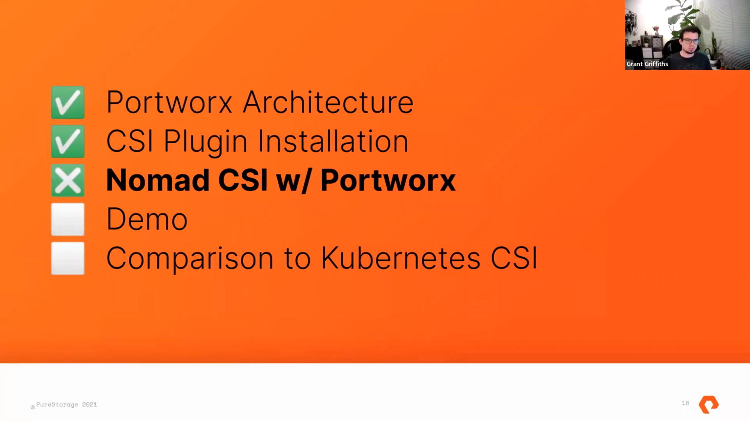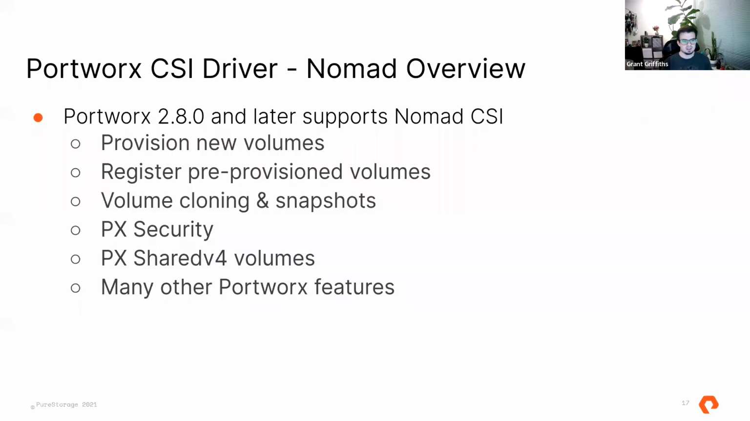Cool. So now let's talk a little bit about the feature support that Portworx has on Nomad CSI. Like I mentioned before, Portworx 2.8 and later supports Nomad CSI. This means you can provision new volumes, register already existing volumes. So you could create a volume maybe through pxctl or another way, and then you could register that volume so that Nomad is aware that, hey, this volume object refers to this underlying Portworx volume. The same thing happens when you provision a new volume. It's just an easier way to do that.